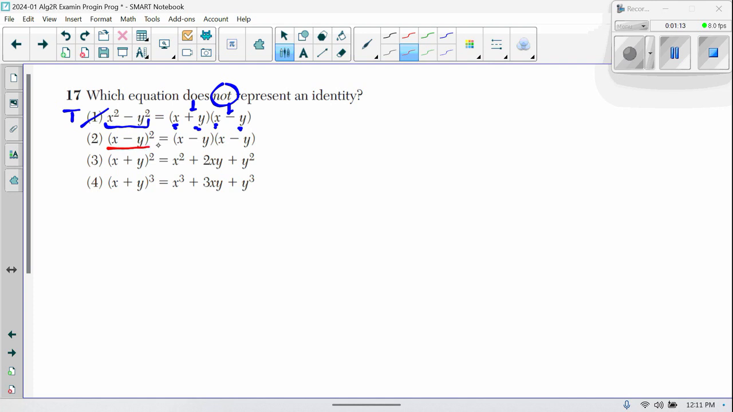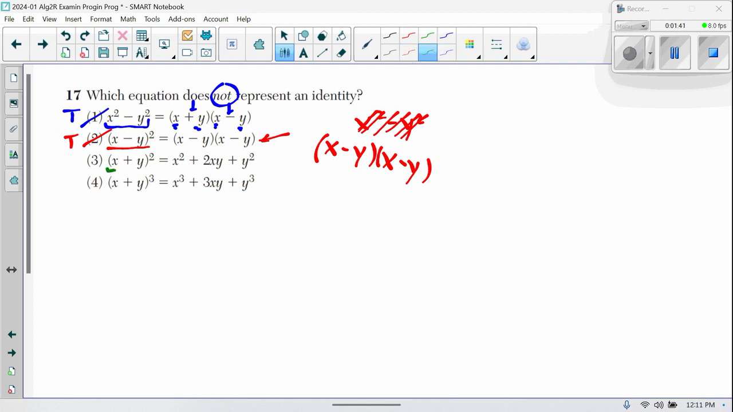whenever I have x minus y squared, that's not x squared minus y squared. I can't just distribute the exponent. When I square something, I literally take that thing and multiply it times itself. So if I have x minus y squared, that's literally, kids, x minus y times x minus y. That's true. That's what they gave us. All right?